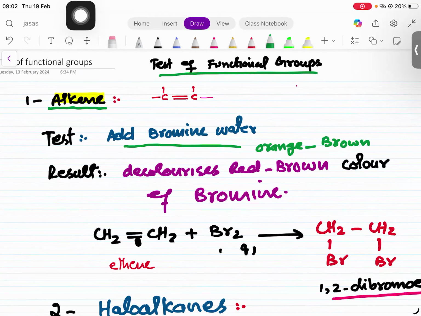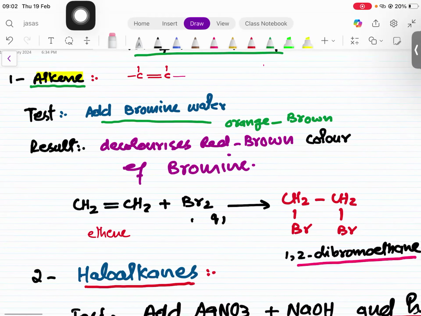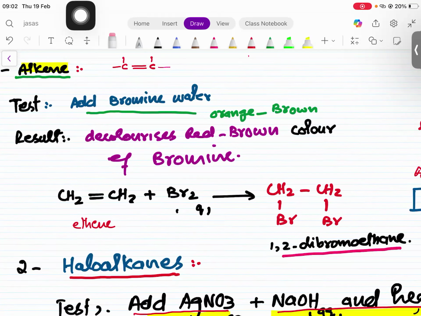And the reaction that happens is a simple addition reaction, or bromination, in which the double bond breaks and bromine adds up to the two carbons. 1,2-dibromoethane is formed.